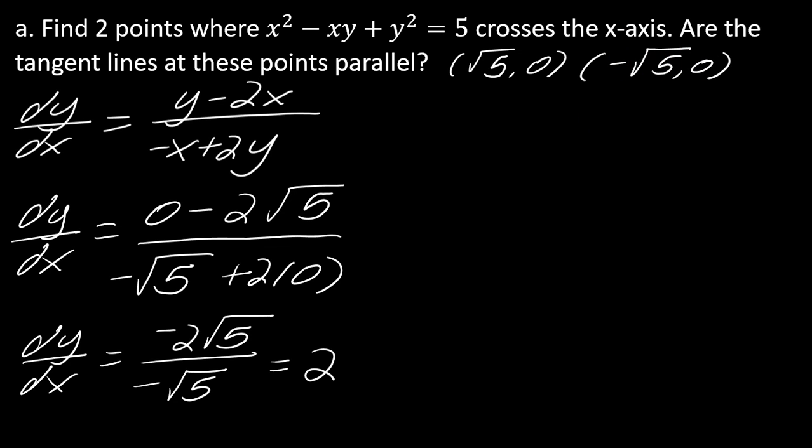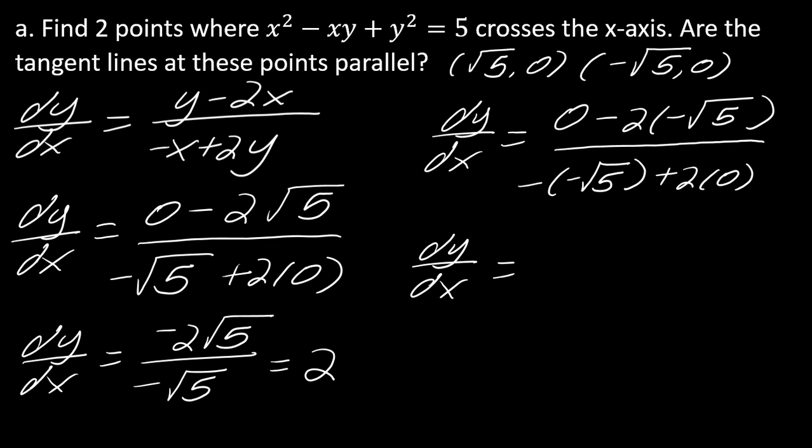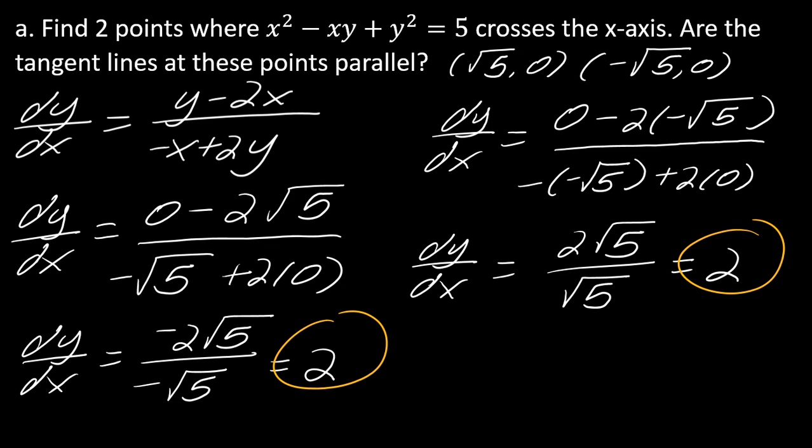So now let's plug in the second point. So now I get dy/dx. So once again, I'm going to plug in 0 for y and then negative square root of 5 in for x. So this becomes 0 minus 2 times the negative square root of 5 over negative square root of 5 plus 2 times 0. So I get dy/dx equals 2 times the square root of 5 over the square root of 5, and that all equals 2, which, hey, I get the same slope for each.